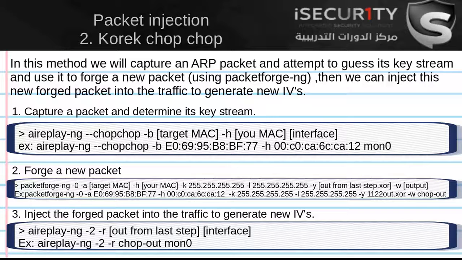Once we do that, then we can create a new packet. So we're going to forge a new packet and inject this new packet into the traffic. This will force the access point to create a new packet with a new IV. We're going to capture it and inject it back into the traffic. We'll keep doing this until the number of data is high enough to crack the WEP key.